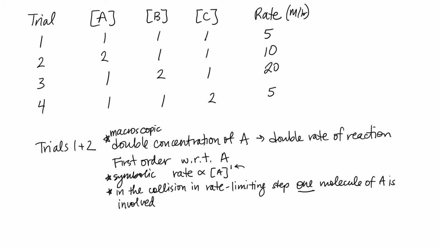So 3 ways to think about it. This last way is the molecular way. So macroscopically, we double the concentration of A, we double the reaction rate. Symbolically, rate is proportional to A to the first power. And at the molecular level, in the collision in the rate limiting step, I need 1 molecule of A to be in that collision. So that's the first thing. We've looked at A. Now let's look at B.